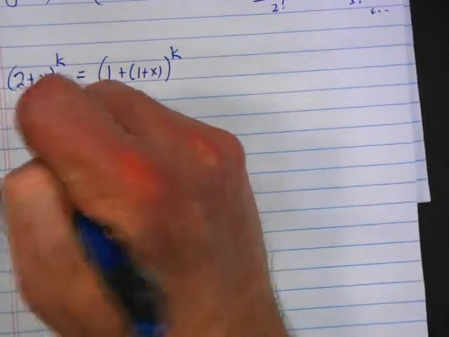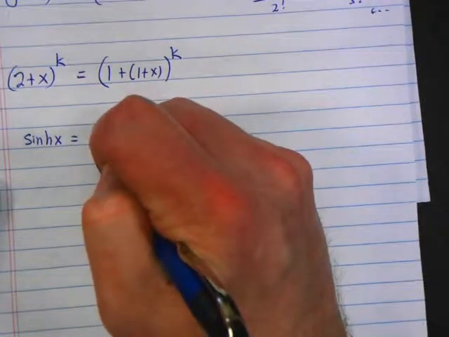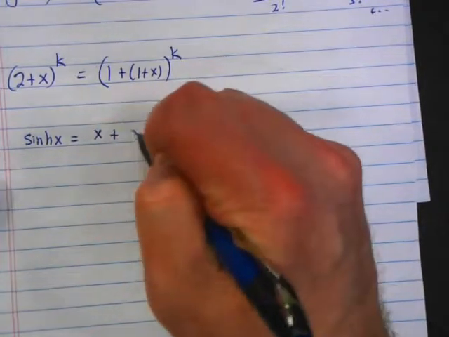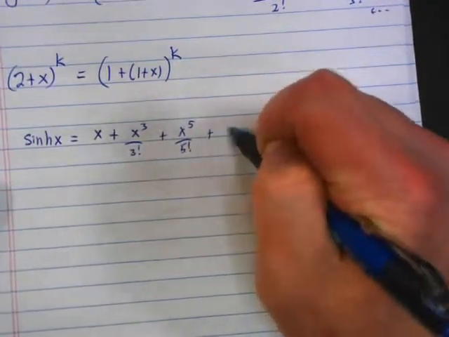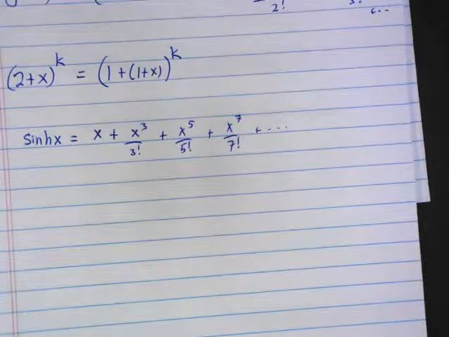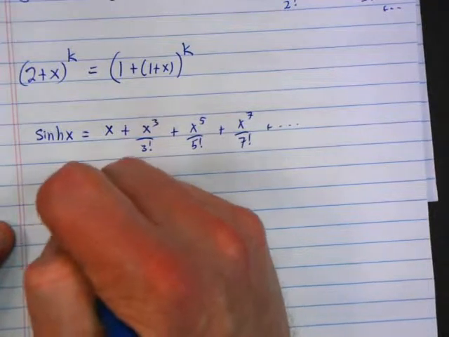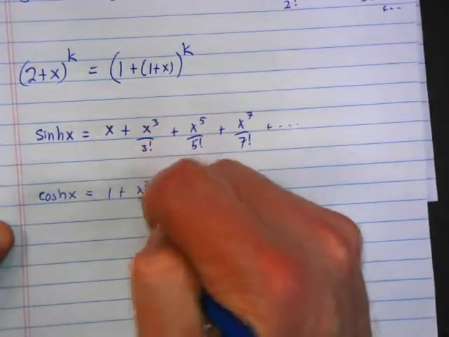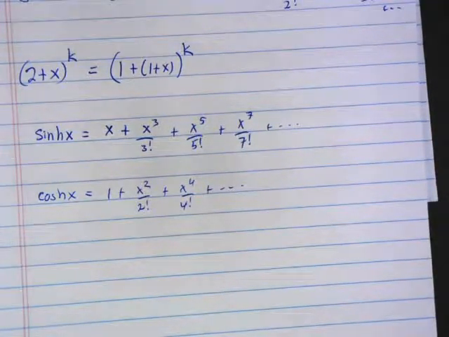But the power series for hyperbolic sine turns out to be x plus x cubed over 3 factorial plus x to the 5th over 5 factorial plus x to the 7th over 7 factorial. How's that related to the regular old sine function? It's the same, but not alternating. And the same thing works for hyperbolic cosine. The power series for hyperbolic cosine happens to be the same as regular old cosine, except it's not alternating.